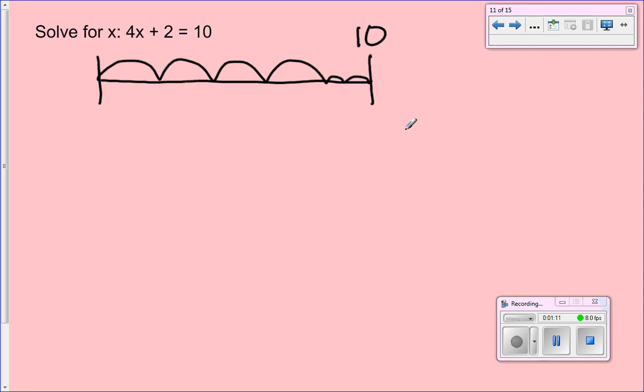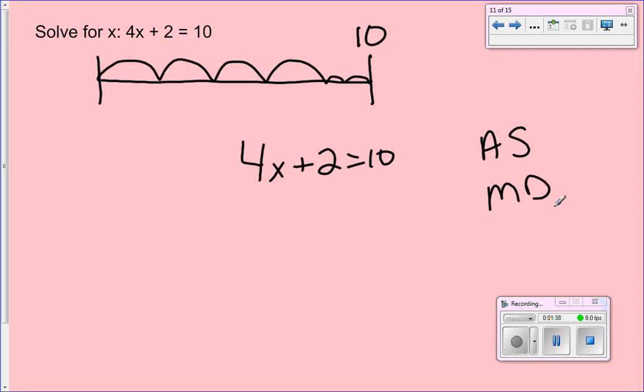Now, we've used lots of strategies in class to figure these out. And if I want to go ahead and start using the canceling strategy, I'm going to write out my problem. 4x plus 2 equals 10. And if you guys remember, I had said you have to do the order of operations in reverse. So in this case, we're going to deal with our addition and subtraction parts of the problem before we do the multiplication and division parts of the problem.